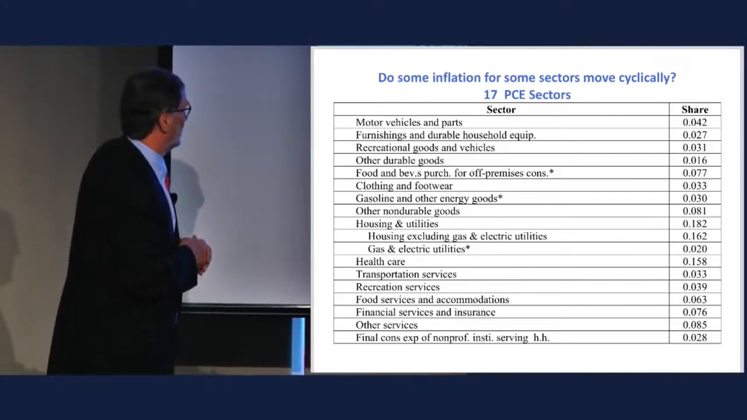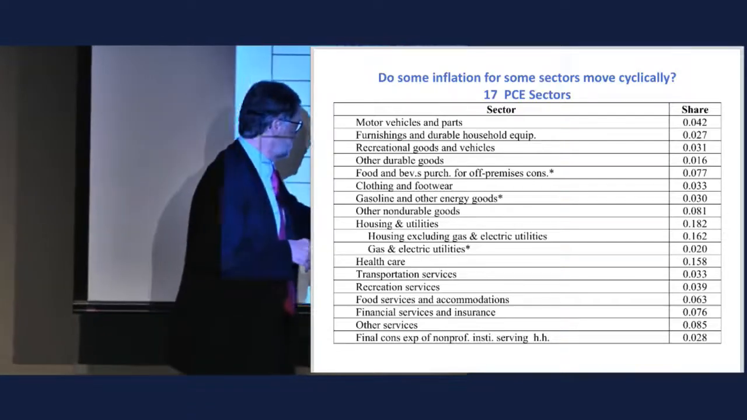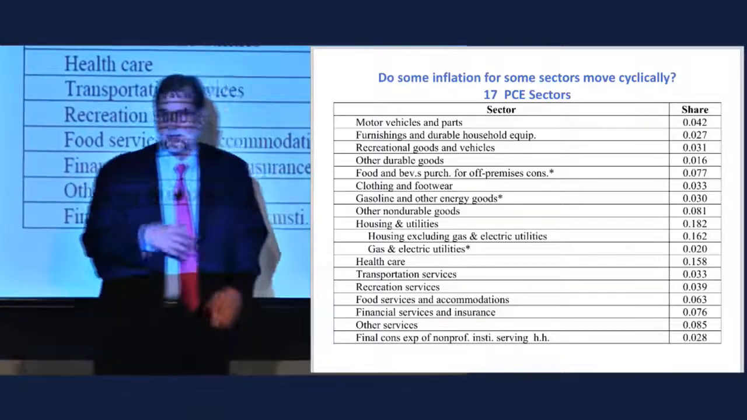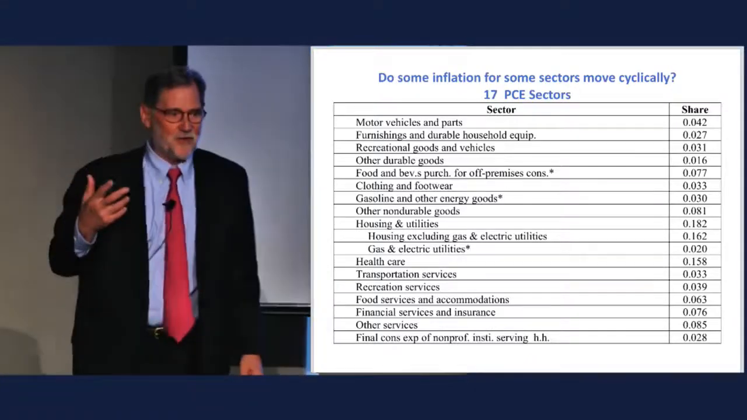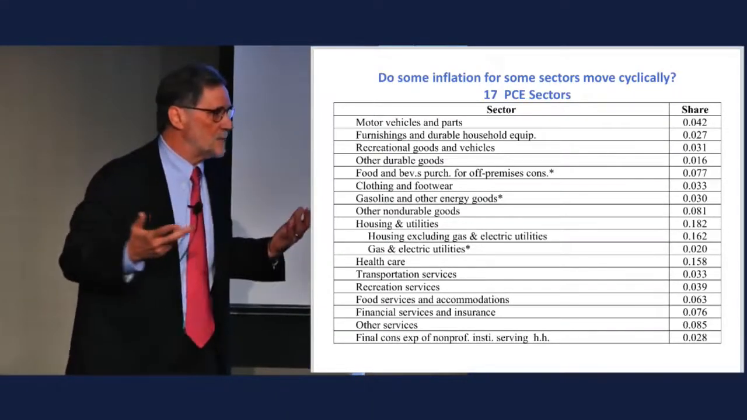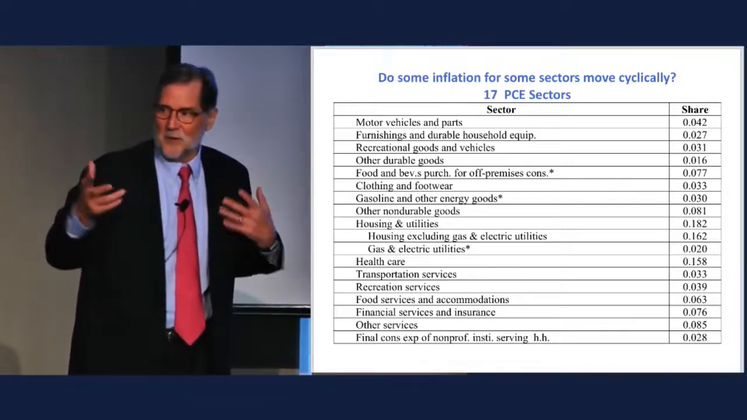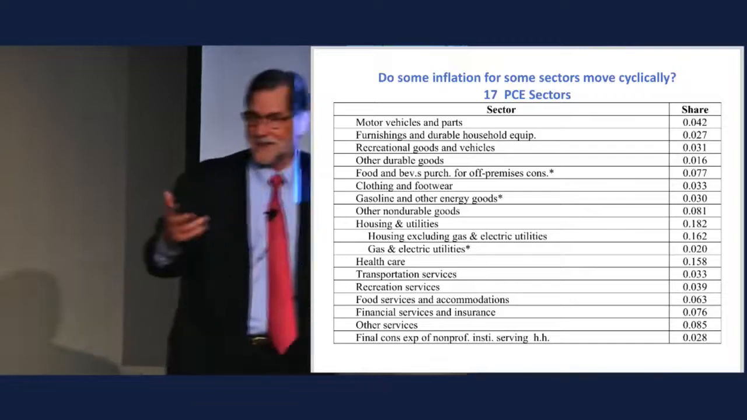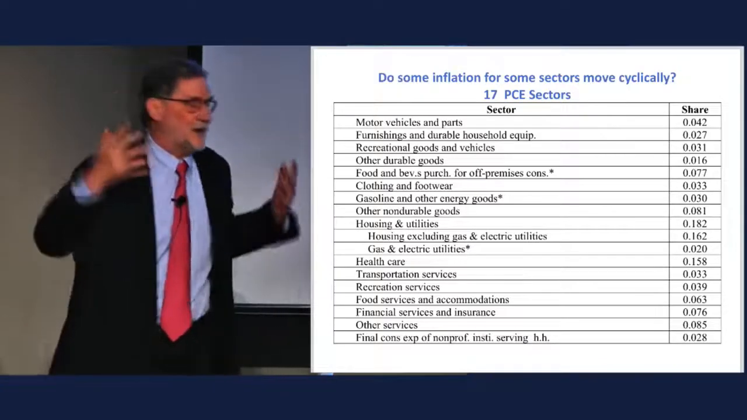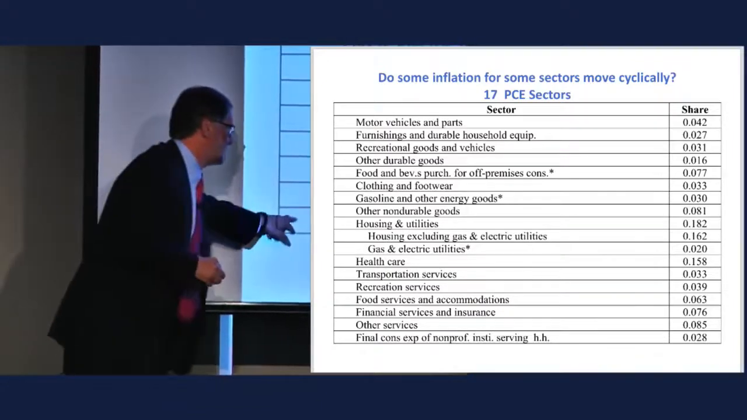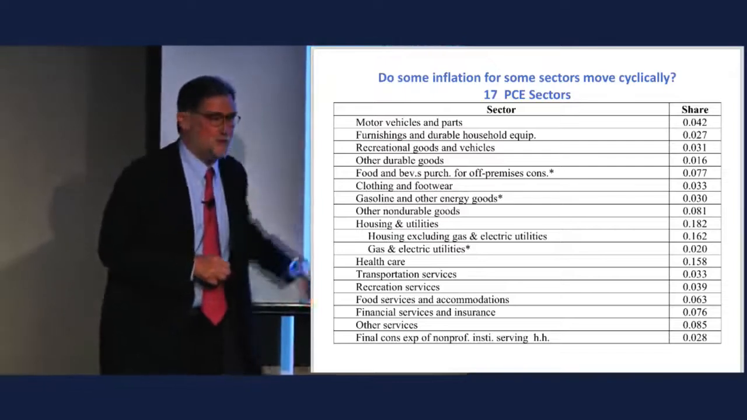Less important things: financial consumption expenditures of nonprofit institutions serving households. These are things like religious services. That's a consumption good, okay? So interestingly, we're going to have to measure the market price of that, and that's kind of hard. That's only 3%, 2.8%.